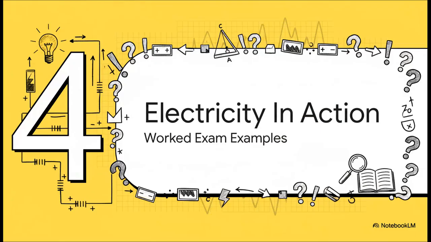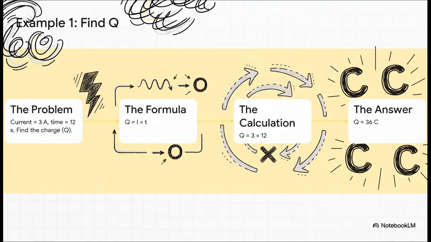Okay, theory is great, but let's put this into action. Let's run through a couple of worked examples, the kind of thing you're definitely going to see on a test. All right, first up, the problem says a current of 3 amps flows for 12 seconds. How much charge went by? Well, we start with our formula, I equals Q over T. We just need to rearrange that to find Q, so Q equals I times T. Then we plug in our numbers, 3 amps times 12 seconds, and that gives us our answer, 36 coulombs.